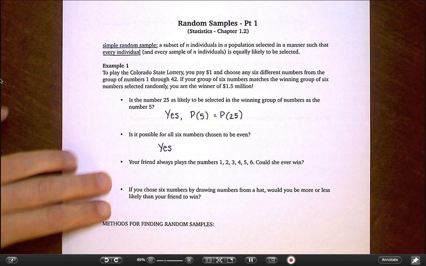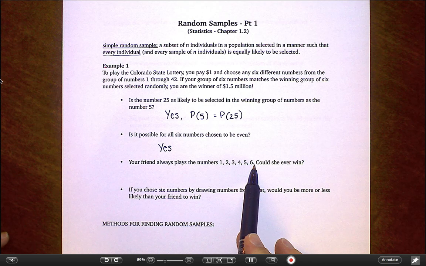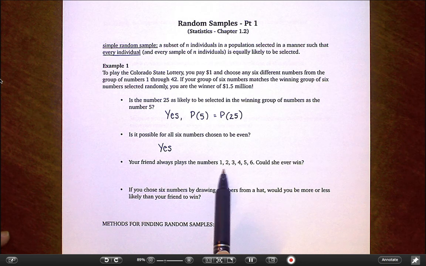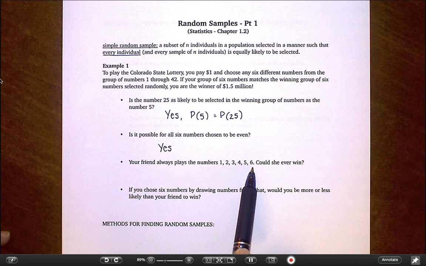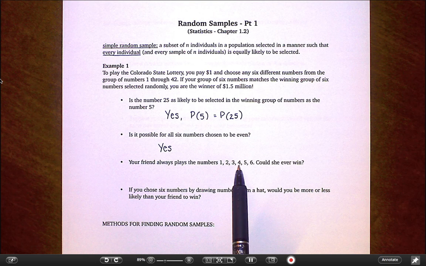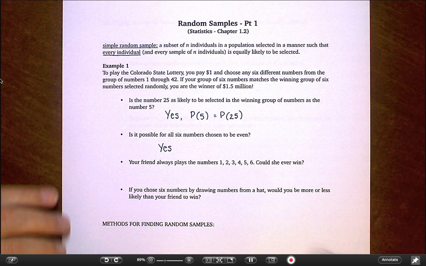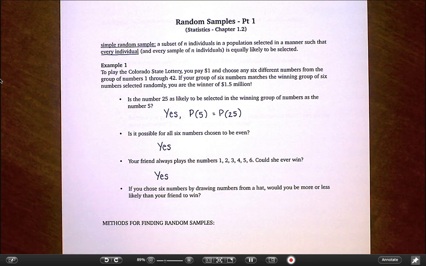These next two questions are sort of interesting. So let's suppose your friend always plays the numbers 1, 2, 3, 4, 5, 6. So the first question is just, could she ever win? If she chooses those numbers, is it possible for this set of numbers to be your lotto numbers? You might want to look at that and say, well, that's pretty unlikely that your lotto numbers are going to come out 1, 2, 3, 4, 5, 6. But it's not any more unlikely than any other set of six numbers, right? If each one of these numbers has the same probability as everything else of being drawn, yes, she could win. And again, it's unlikely, but it's equally unlikely for any group of six numbers to win.